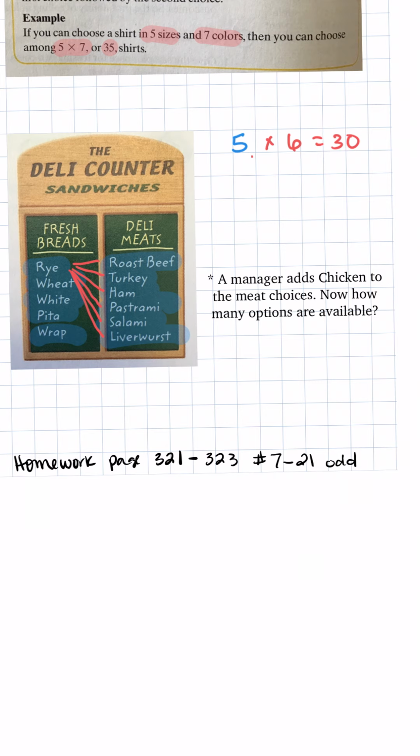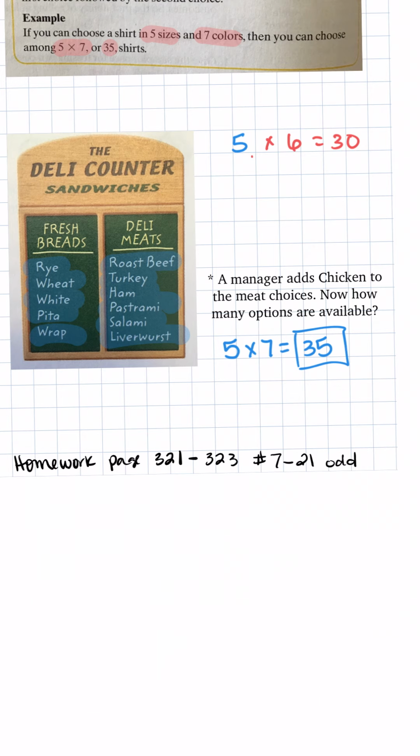So now a manager adds chicken to the meat choice. Now how many options are available? So think about that for a second. See if you can figure it out. Come back to me when you're done. So there's still 5 types of breads. Now there's 7 types of meat. 5 times 7 is 35. Therefore, there are 35 options now available.